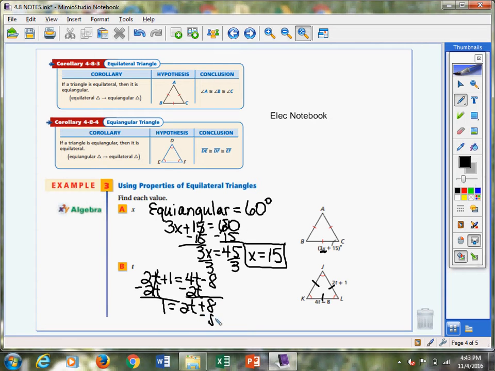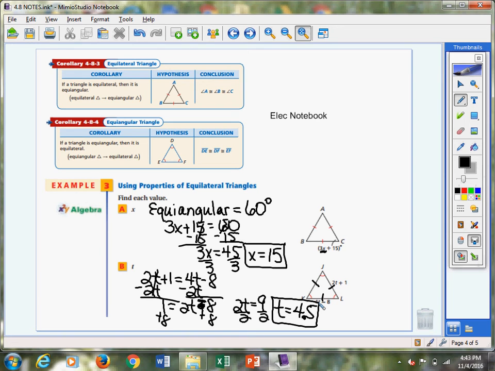So let's take away 8, and now I've got, actually I should have added 8 to each side. So now I've got 9, 2t equals 9, divide each side by 2. So t is, in this case, 4.5, and there's my answer.